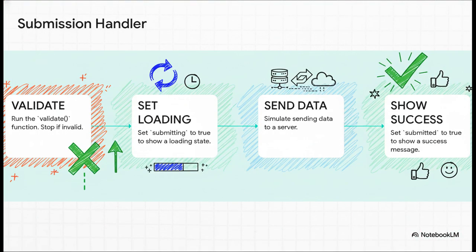The handleSubmit function is like the conductor of an orchestra. First, it runs our validation. If there are any errors, it just stops right there. But if everything looks good, it sets a loading state, maybe disabling the button and showing a spinner, which is great for user experience. Then it pretends to send the data off somewhere. And once it's done, it flips a switch to show a success message. It handles the whole lifecycle beautifully.